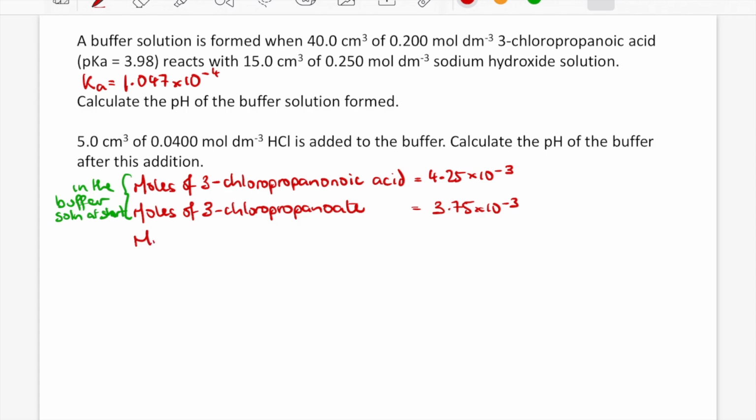Now we are adding hydrochloric acid. We're given a volume and we're given a concentration. Be careful, sometimes you're given moles, so always read the information carefully. If you're given moles, that means they've already done this calculation for you. But we're adding moles of HCl, we need to work that out. We're adding 5 centimeters cubed with a concentration of 0.0400. So the moles of HCl or H+ ions is 2.00 times 10 to the minus 4. So we're adding that amount of H+ ions. That means we are going to increase our weak acid by that amount, and we are going to decrease our salt by that amount.